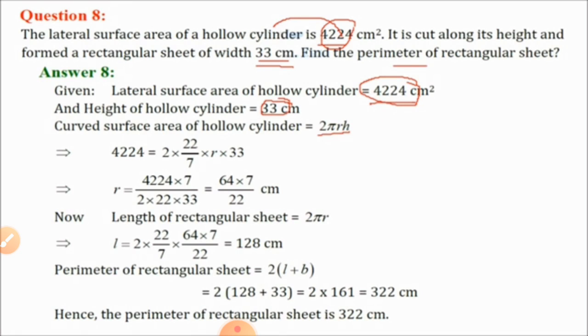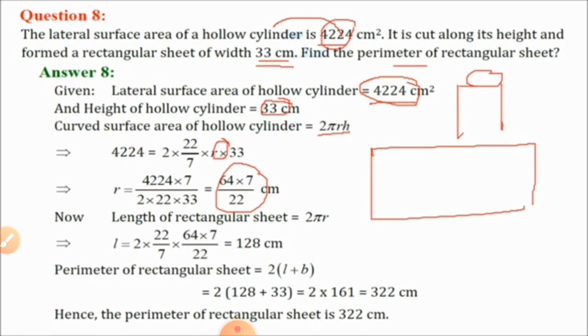Perimeter of rectangular sheet is equal to 2 into (L plus B). You now have L and B, both are there. Hollow cylinder, that means a rectangular shape. 2 pi RH. Will you make it into a cylinder? Why not? When you fold it, it will become a hollow cylinder. Correct, my dear student. Circles are not included. That's why they said hollow.